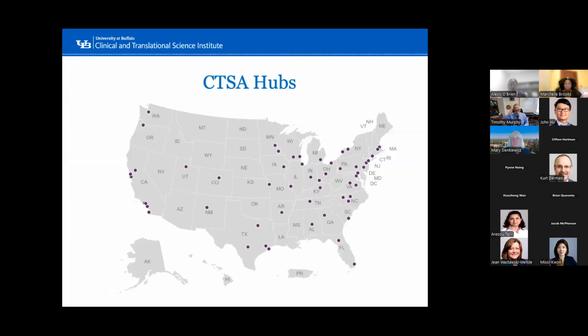Here are where the CTSA hubs are nationally. There we are. Like I say, there are 60 or 65. There are two new ones in the past year, one Dartmouth and one Baylor. So there's a third one there. That's Houston, Galveston, and then Baylor is in Houston. So those are two new CTSA hubs that were funded, I think it was last year, 2024.